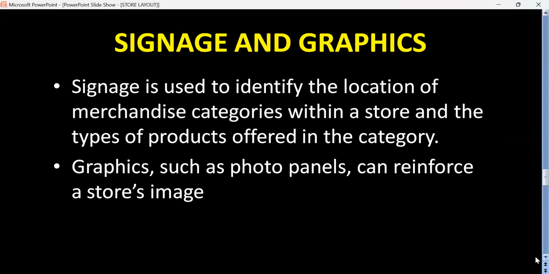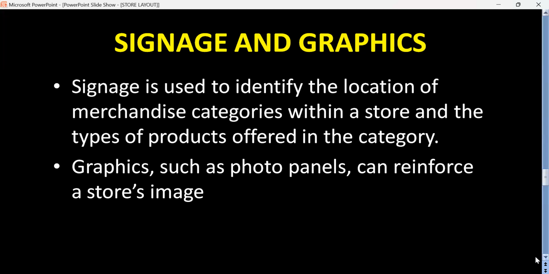And once you are done with the layout, the differentiating factor is the signages and the graphics you are using in your store. Signages are used basically to identify the location of the merchandise category within the store and the type of products offered in that particular category. The customer must know what all things are there in the store. You must have seen that ladder areas are used to display where the men's category is, where the female category is, or what product is at what place. For that purpose, signages are used.